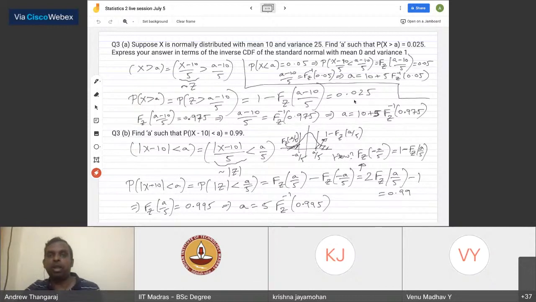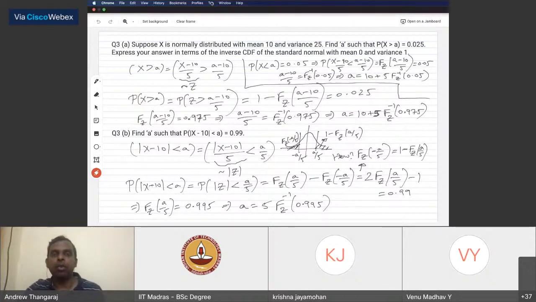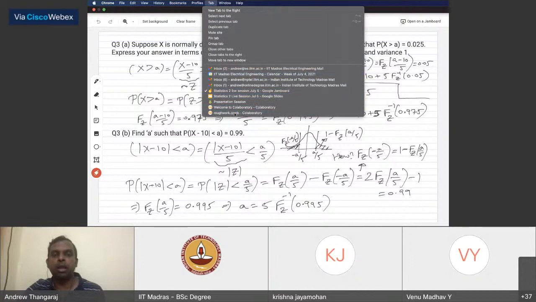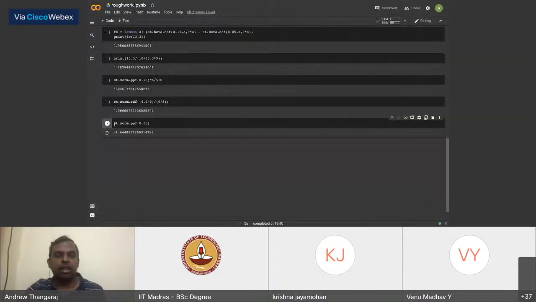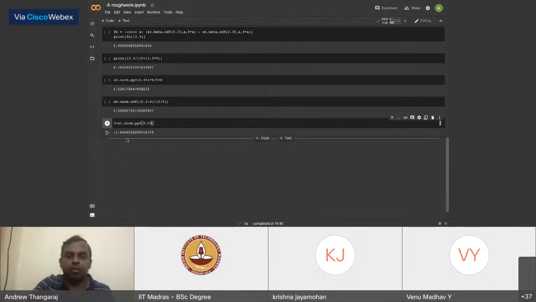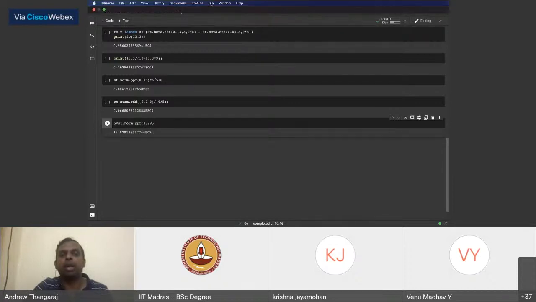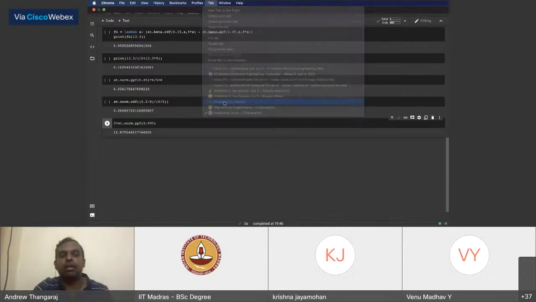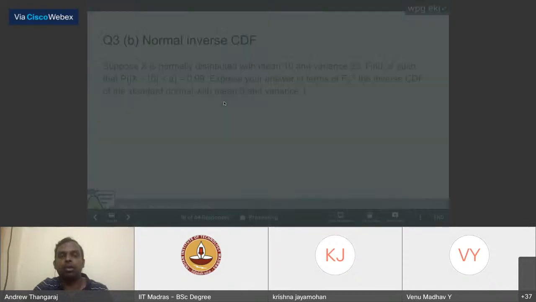So now how do I numerically compute this? If I want to numerically compute this, I'll go to my rough work section here. It is 5 times inverse of 0.995. Right? So I run it. I get 12.879. That's the answer. Okay, so if I want to numerically compute it, I know how to do it. It's straightforward enough.